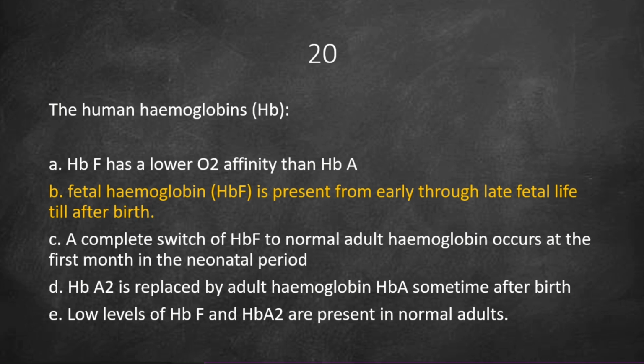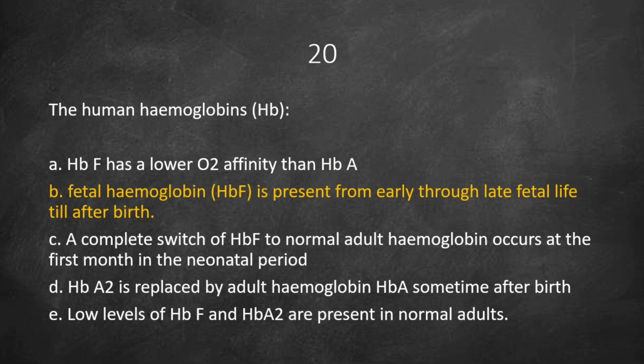Okay, if you look at option C, it says that a complete switch of hemoglobin F to normal adult hemoglobin occurs at the first month in the neonatal period. This is incorrect. While the transition from hemoglobin F to hemoglobin A starts soon after birth, a complete switch typically occurs over the first 6 months to 1 year of life, and it's not within 1 month. So that answer is incorrect.